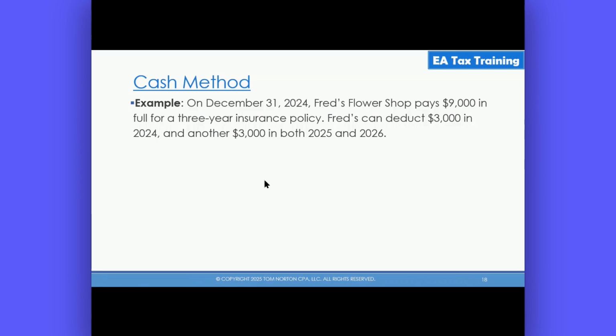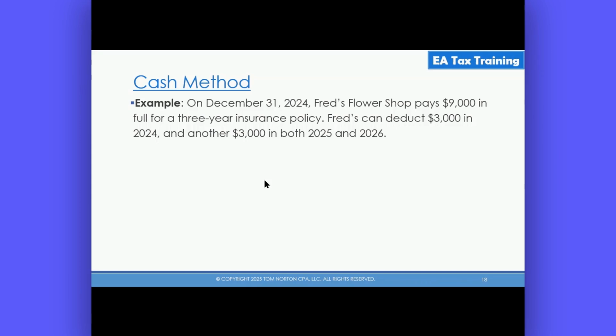So what we do instead is we say, okay, we have a deduction and expense for $3,000. The other $6,000 becomes an asset on the balance sheet called prepaid insurance. Why is that an asset? It's an asset because technically the insurance company owes you that money. Let's say the insurance company decided to get out of the flower shop insurance business after 1 year. So you got your 1 year of insurance, and then the insurance company made a corporate-wide decision, you know what, we're not going to insure flower shops anymore. Well, they would have to give that $6,000 back to Fred's Flower Shop.